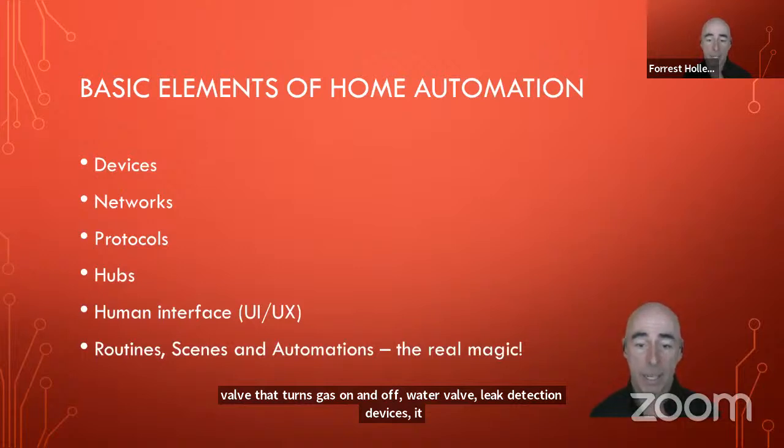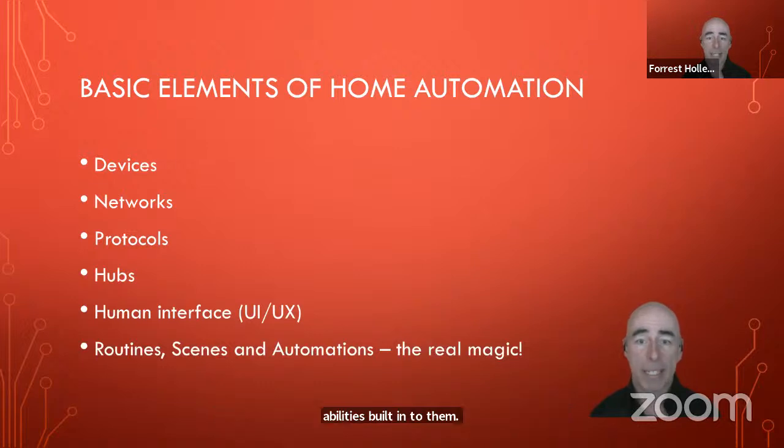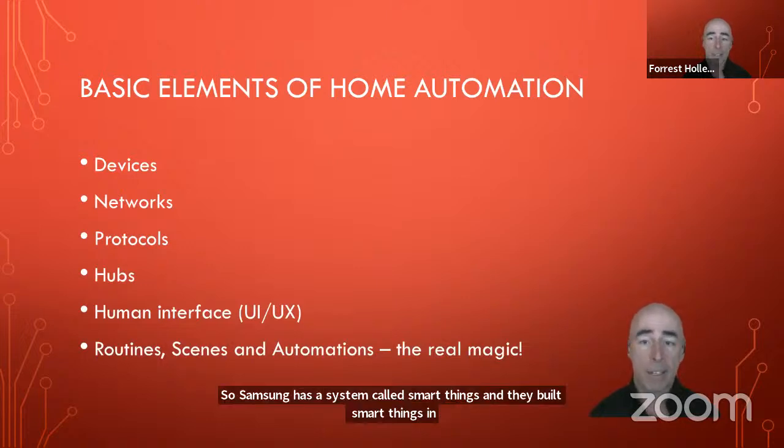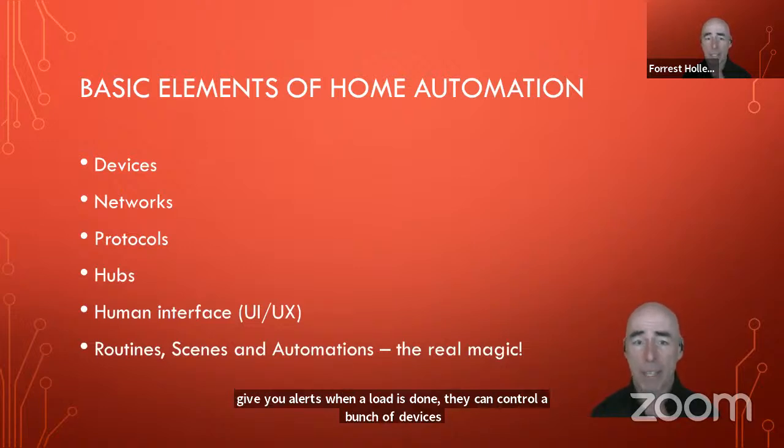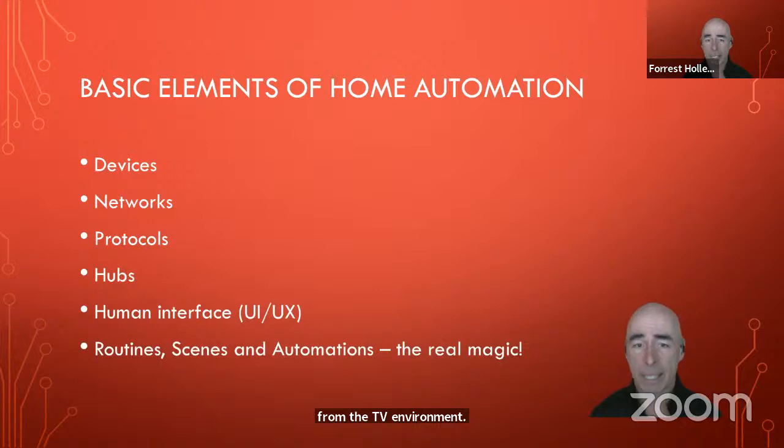Even today's higher end home appliances have a lot of smarts built in them. So Samsung has an ecosystem called SmartThings, and they've built SmartThings into their high-end TVs, dishwashers, washing machines, dryers, so they can give you alerts on your phone when a load is done, or they can allow you to control a bunch of your devices from within your TV environment. So it's really being built into a number of things. It's a wide and ever-increasing group of products.